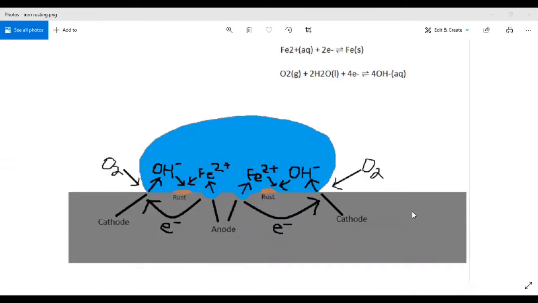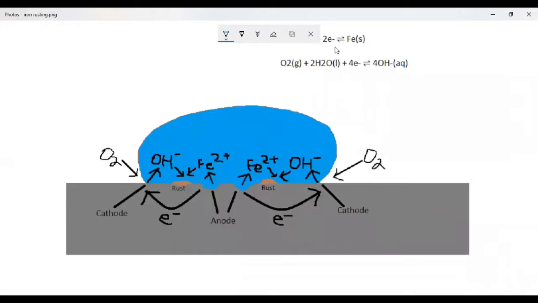So here's just a diagram that I made to help illustrate how rust is formed on iron. This gray area is the iron, and this blue is a water droplet sitting on top. And so what happens in the middle is that the iron acts as an anode, spontaneously oxidizing into Fe2+. That is from this half reaction, it's a bit cut off, this half reaction right here happens right here.